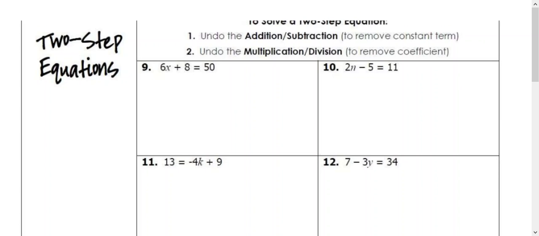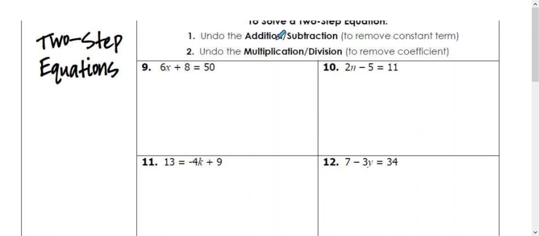Now we are at two-step equations. Two-step equations are very similar to the one-step, but this means you're going to have two steps to solve them. The way to solve two-step equations is you're going to undo your addition, subtraction, and then you're going to undo the multiplication, division.